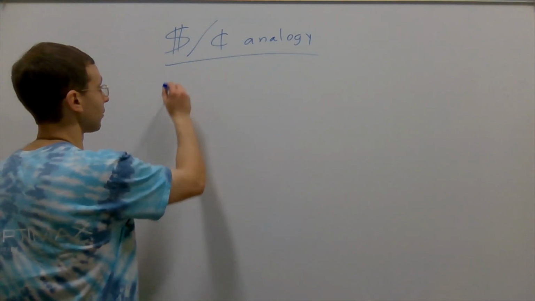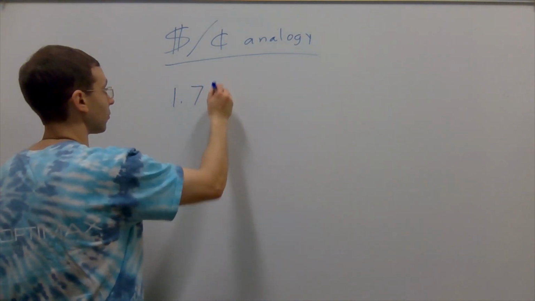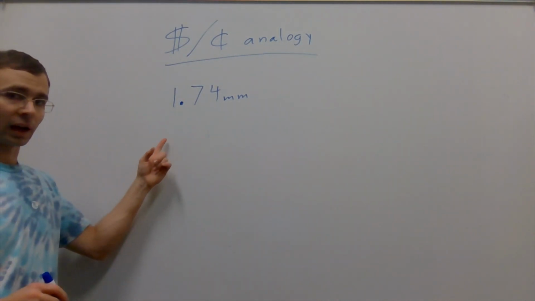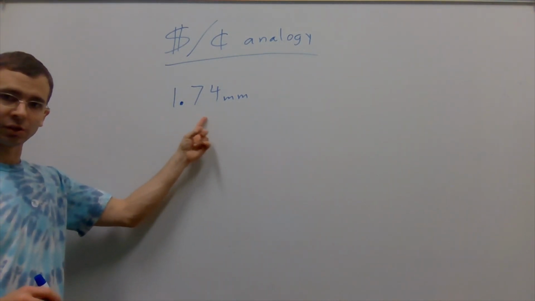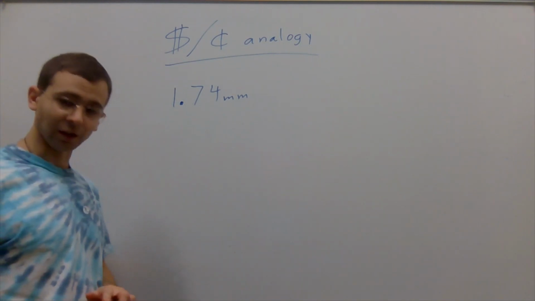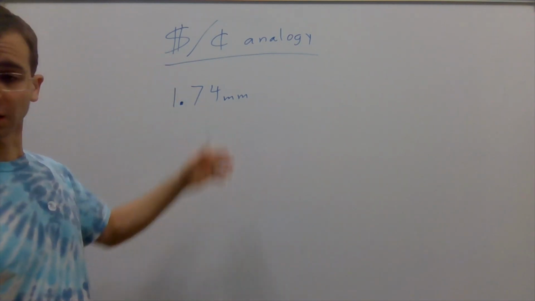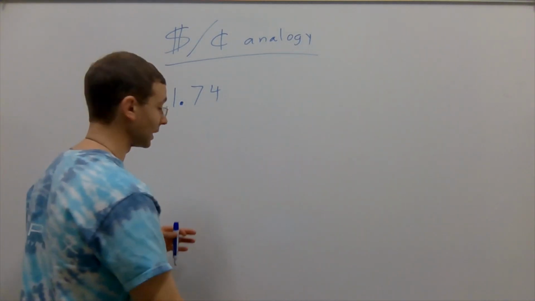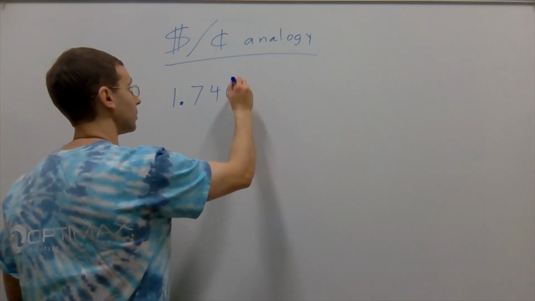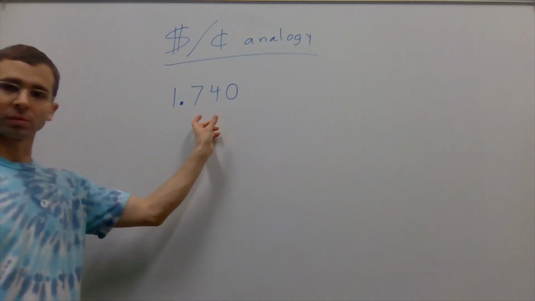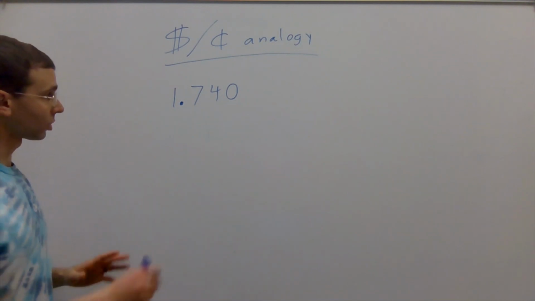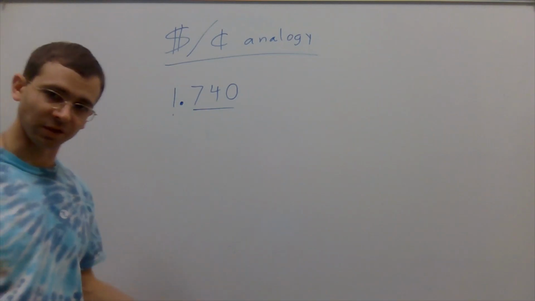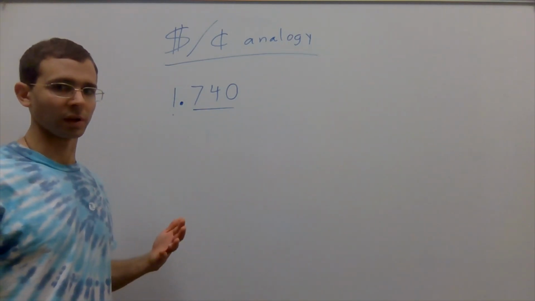So, for instance, if I have 1.74 millimeters, I can look at, okay, I have 1 whole millimeter and now I've got the change afterward. Now, here's where the analogy limps a little bit, because, of course, there are 100 cents in a dollar. This has that weakness, that we're actually looking at 1,000 microns for every millimeter, so it's 1 whole millimeter and 740 thousandths of a millimeter, or 740 microns.